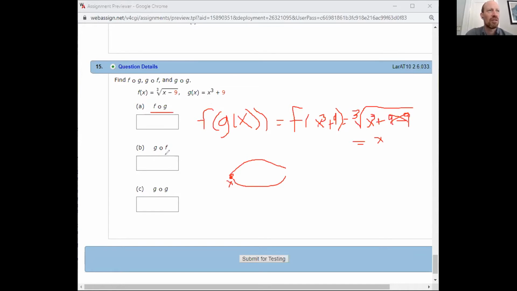Okay, it wouldn't be the square root of x? No, because it's a cube root, right? This is the cube root there. Oh, okay. So the cube root of x cubed, those are going to be inverses of each other. Okay. Yep. So yeah, they just end up canceling.